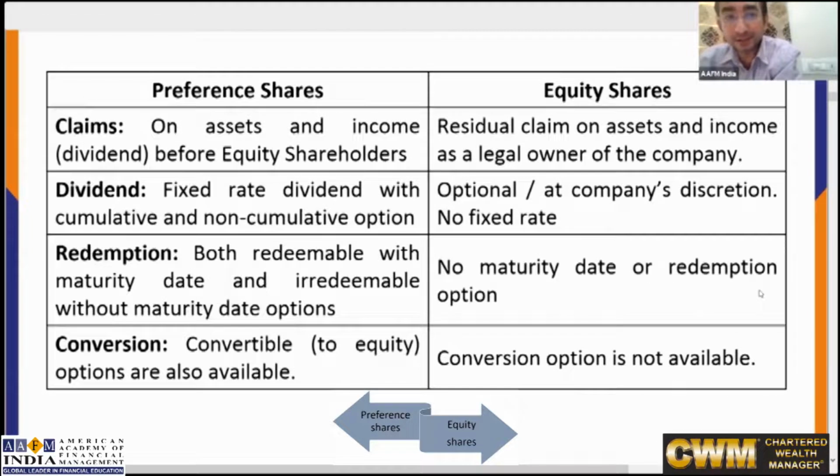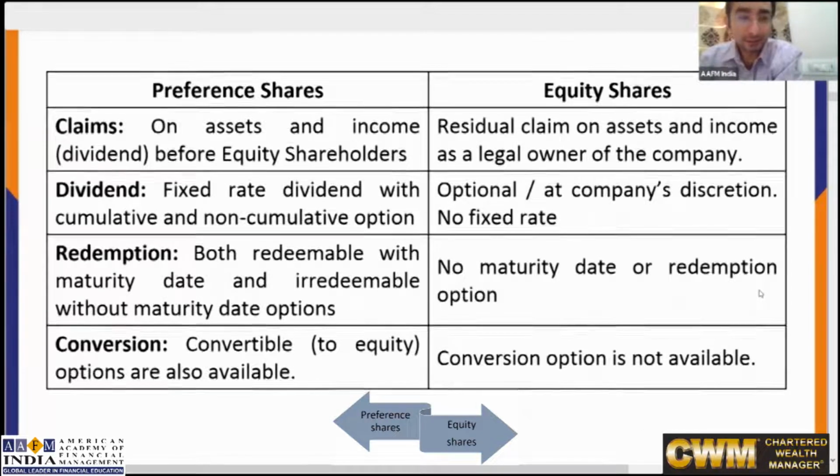Dividends: there will be a fixed dividend that preference shareholders will get, just like a fixed percentage of interest, with a cumulative option and non-cumulative option. Equity shareholders have no fixed dividend, no fixed rate, and their dividends are variable. If the company makes good profit, they'll get good dividends. If the company doesn't make profit, they don't get dividend. Even if the company makes profit, getting dividend is not sure because it all depends upon the company. If the company wants to retain that profit, they may not pay the dividends.